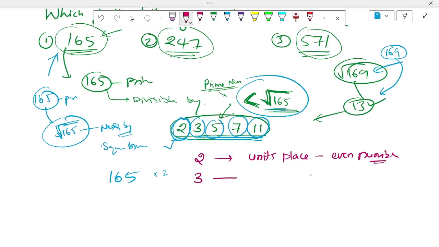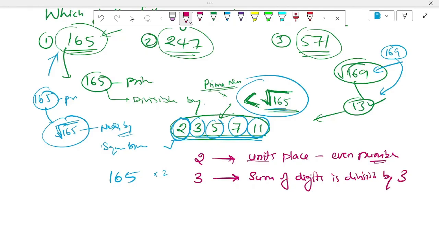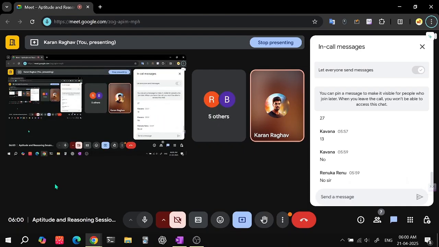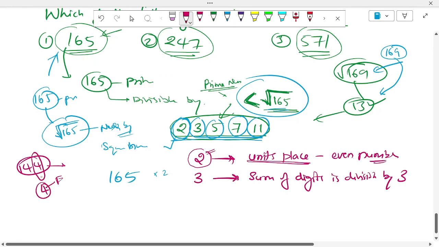How will you check whether a number is divisible by 3 or not? If the sum of digits is divisible by 3, then the number is divisible by 3. For 2, you need to check the units place. If the units place is even, then you can say it is divisible. For example, take 144. Is it divisible by 2? You will just check the units place. The units place is 4. Since 4 is an even number, we can say that 144 is divisible by 2.